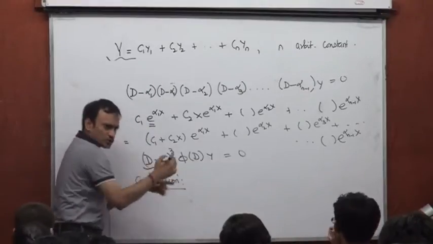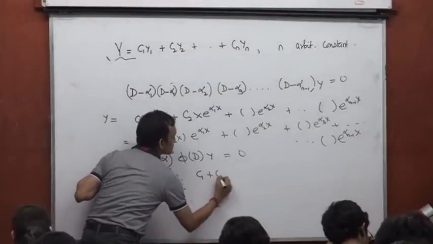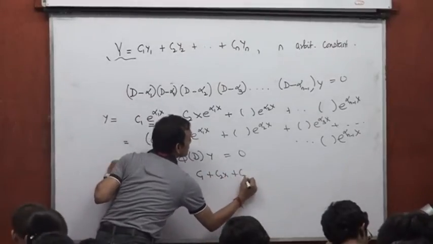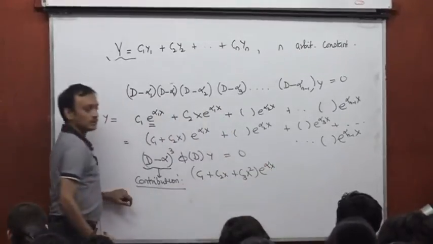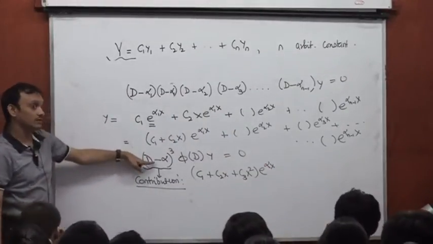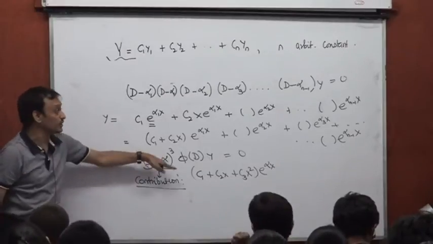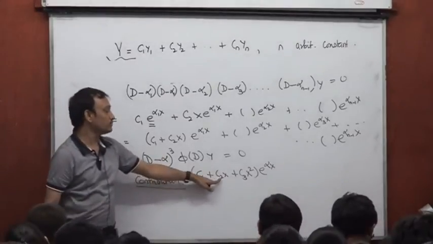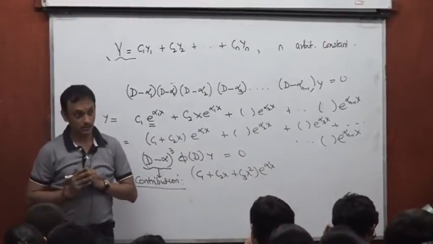just the contribution of this to the general solution would be (C1 + C2x + C3x²)e^(αx). If 3 roots were coincident, then the contribution made by those 3 put together would be (C1 + C2x + C3x²)e^(αx).